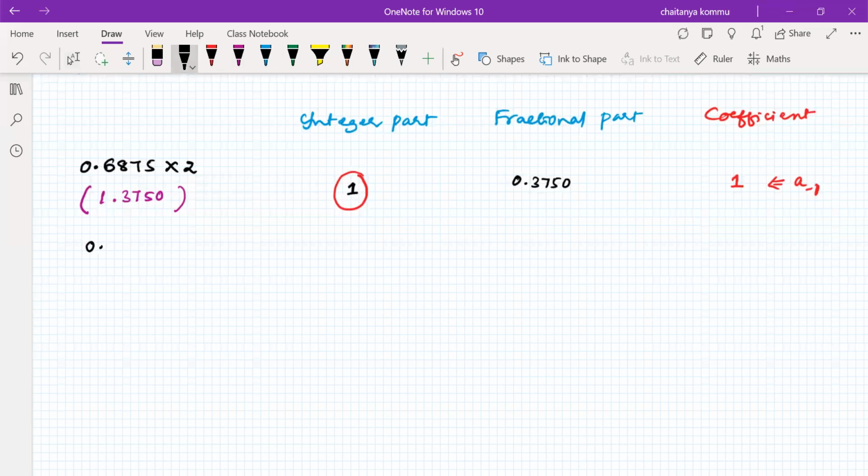The remaining fractional part is 0.3750, multiplied with 2 again. Whatever the radix that we want to convert to, we have to use that number only. If it is 4, you multiply by 4; 8 means 8; 16 means 16. There is no doubt. What is its value? 0.75. If you multiply 0.3750 with 2, are you getting 0.75? If you have a calculator, please try it. What is the integer part? 0 only. The decimal part is 0.75.